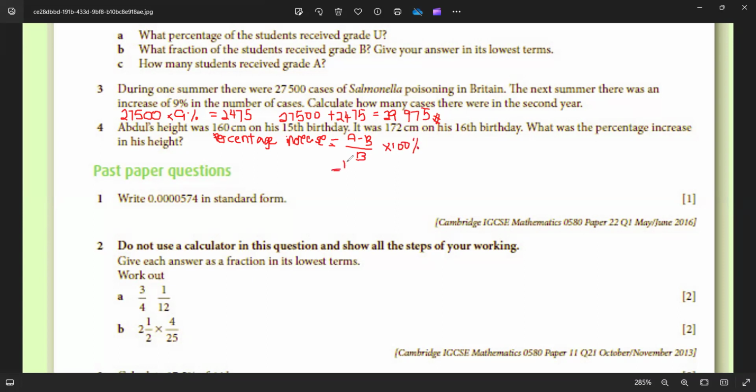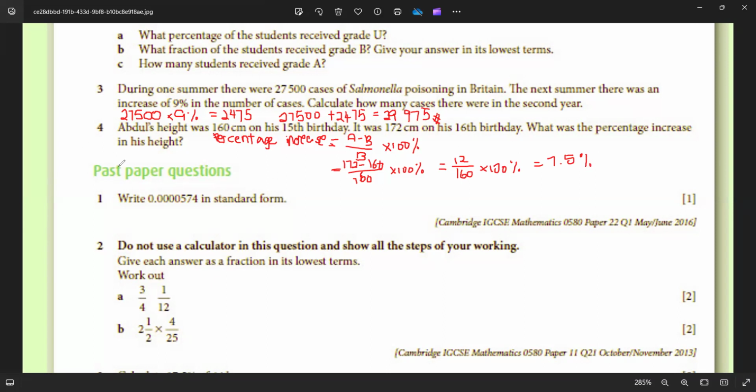So after is 172, and then minus 160, divided by 160, times 100%. We'll get 12 over 160 times 100%. Then we'll get 7.5%. So the percentage increase is 7.5%.